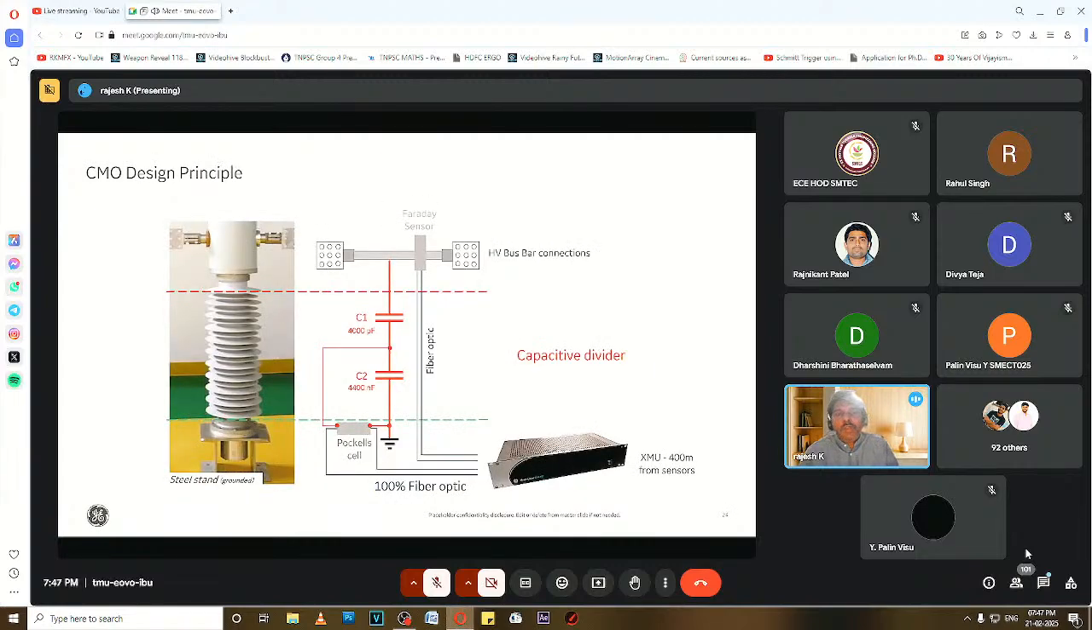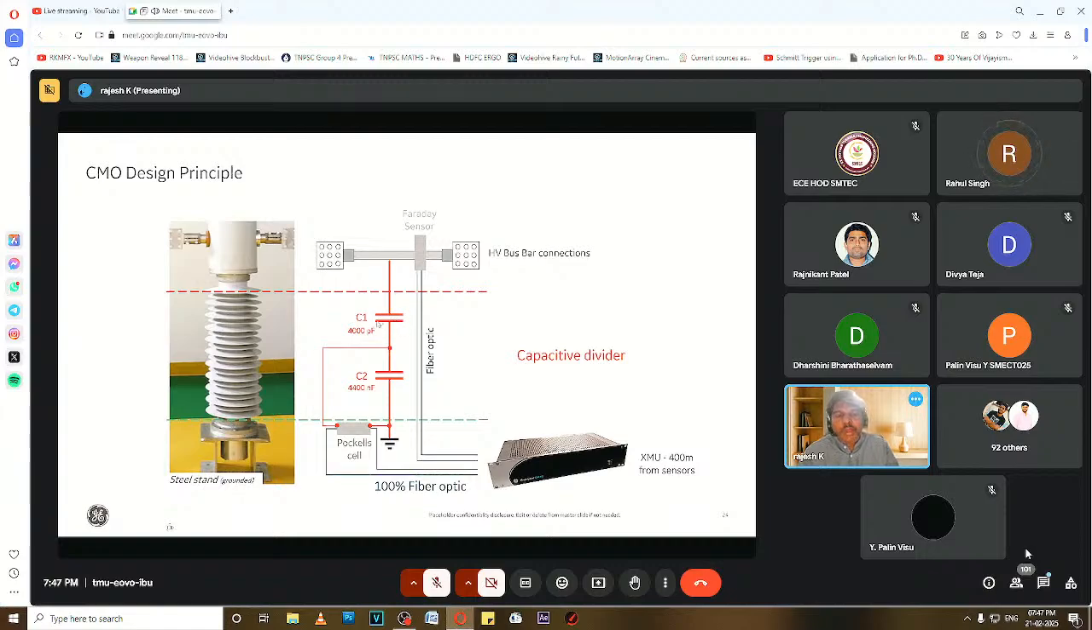So how does that work? You will have a capacitive divider. The capacitive divider is essentially in this particular insulator, what you can see here. You will have capacitors inside, and you will have Pockels sensors. These Pockels cells act as a sensor, and this CT is a typical Faraday sensor which we have seen. And Pockels cell sensors are part of this particular capacitive divider.